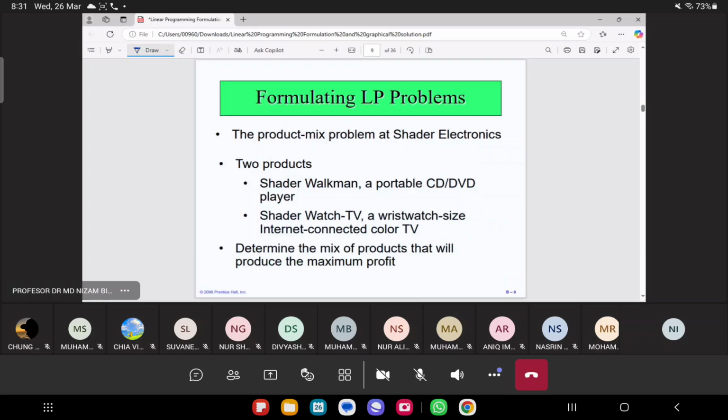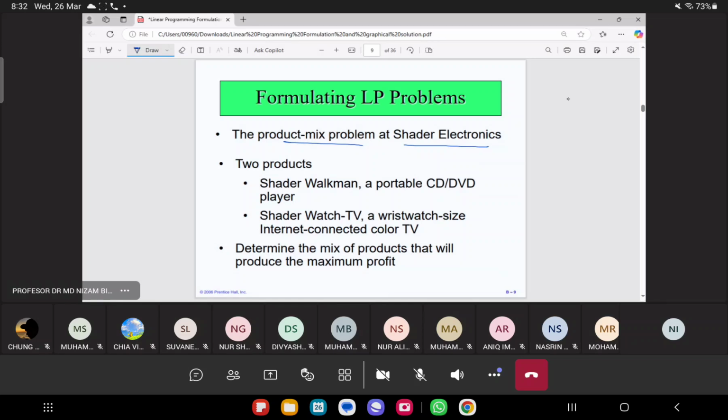Okay, let's look at examples. We're going to look at how to develop a linear programming problem. So this is for formulating a linear programming problem in terms of a mathematical model. And for this, we're going to use the example of a product mix problem at an electronics company called Shader Electronics.